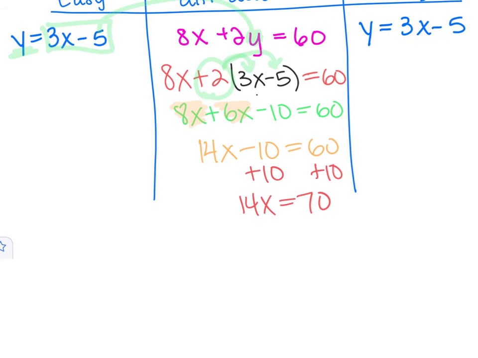Last step, majority of the times, is to divide, and that is the case again here. Divide by 14. Use your calculator. 70 divided by 14, I believe, is a 5. And there's our x value.